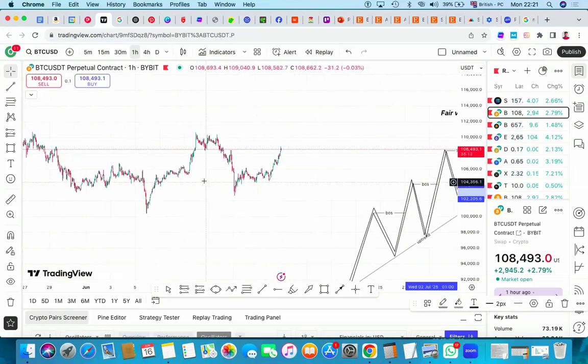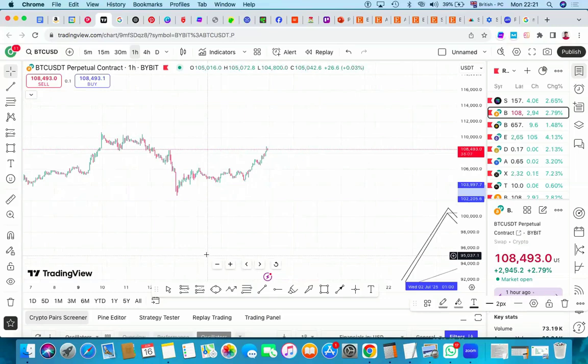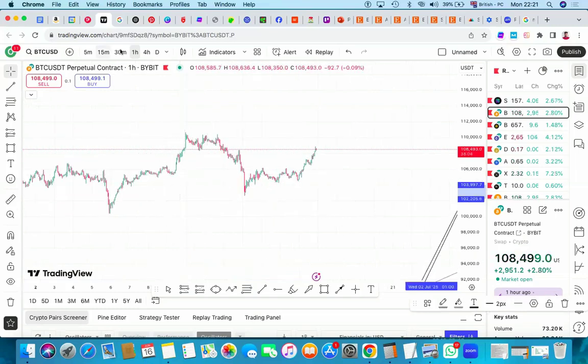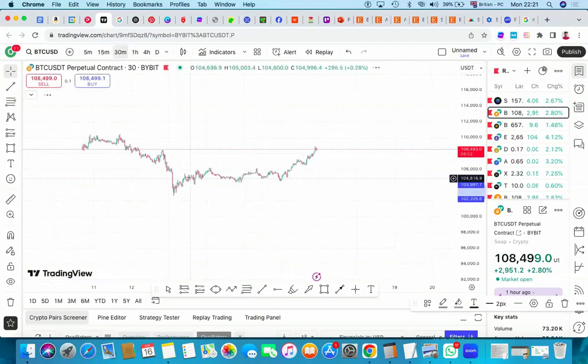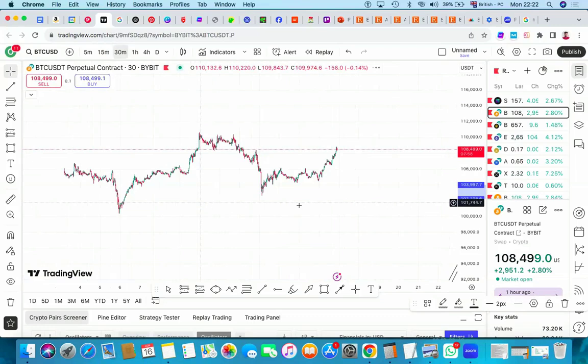Let's see what we can use here. Let's go 30 minutes on Bitcoin and see if we have a clear trend.